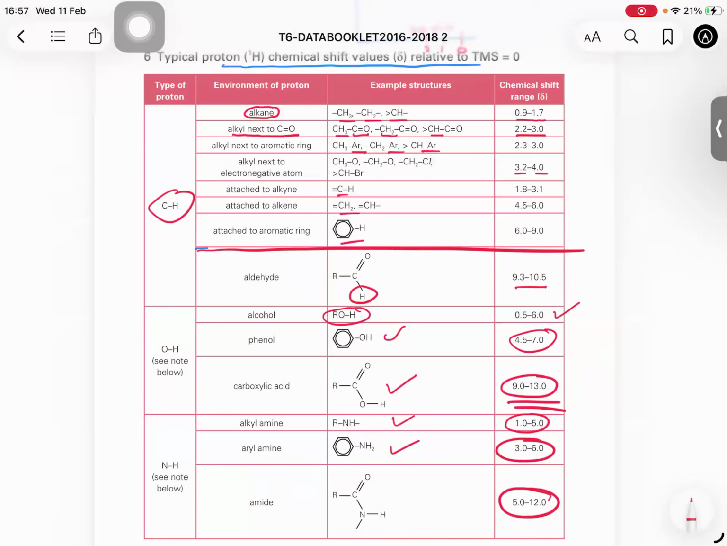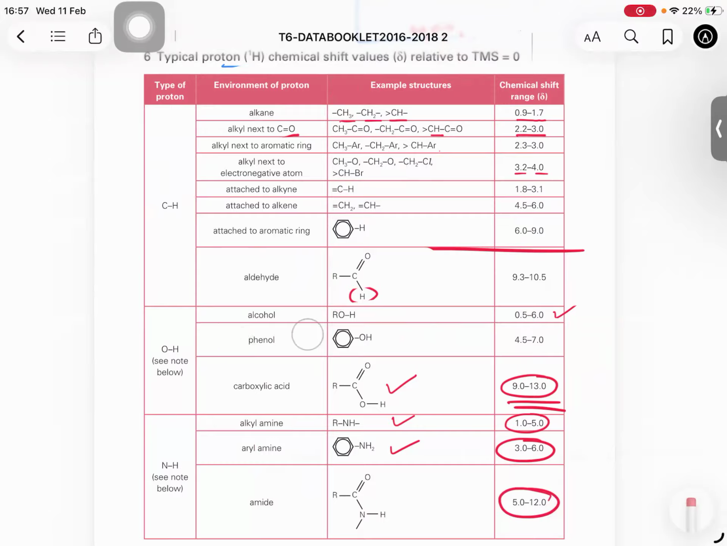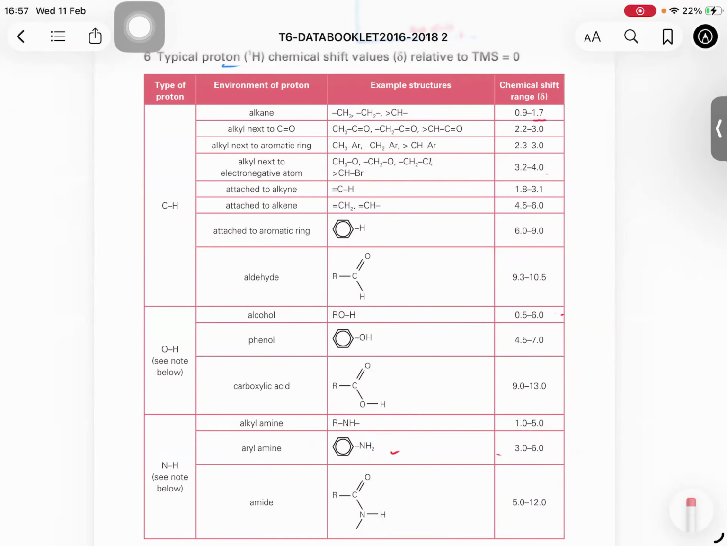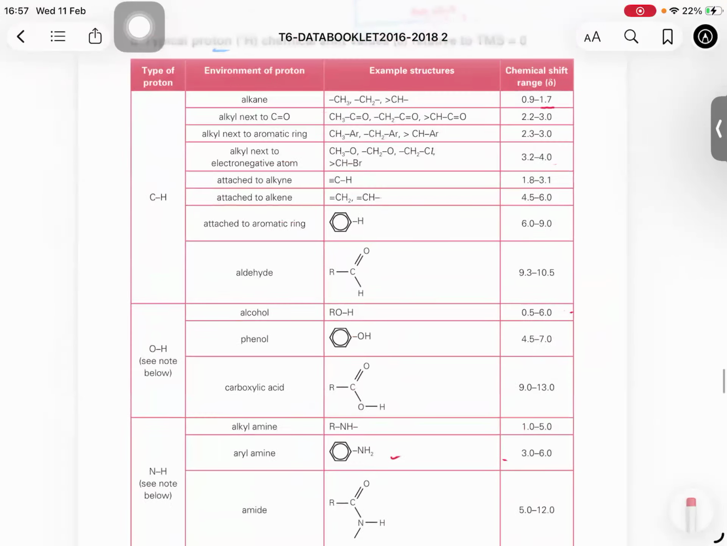Now we are going to do a practice in which I'll ask you to first assign how many peaks, and then look at the chemical shift values as well. So I would like you to take a picture of this, because you need it. I won't be able to show it again and again.